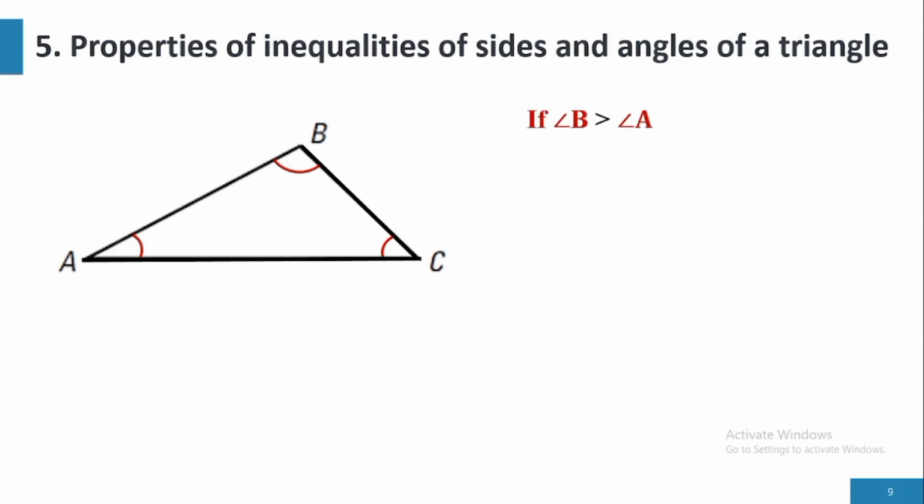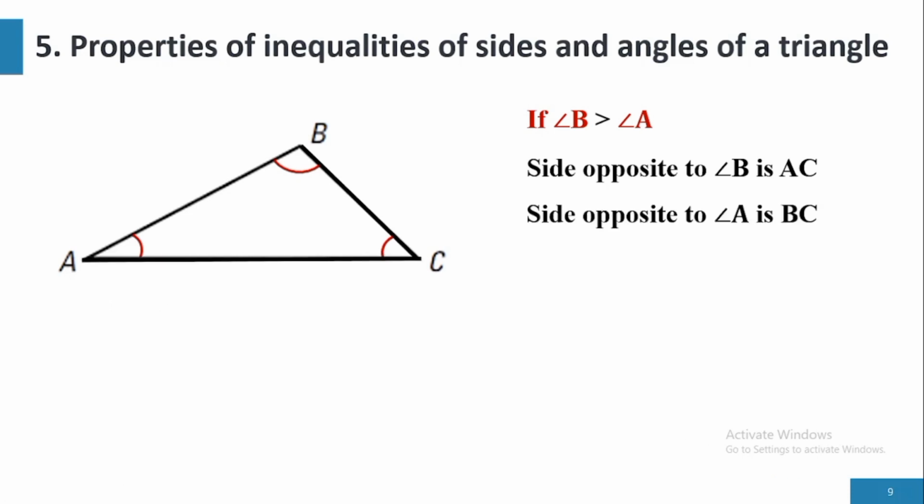If in a triangle, angle B is greater than angle A, in that case, side opposite to angle B, which is side AC, and side opposite to angle A, which is BC. Now what is the relation between them? I read this line again. If angle B is greater than angle A, then side opposite to angle B will be greater than side opposite to angle A. Now this is B, opposite side is AC, this is A, opposite side is BC. If B is greater than A, then AC will be greater than BC.